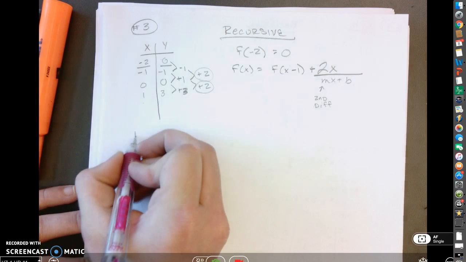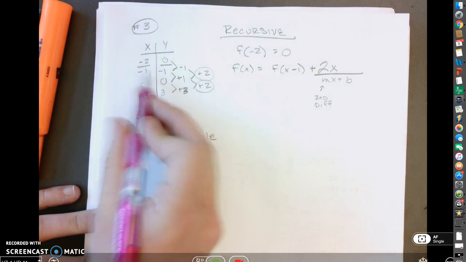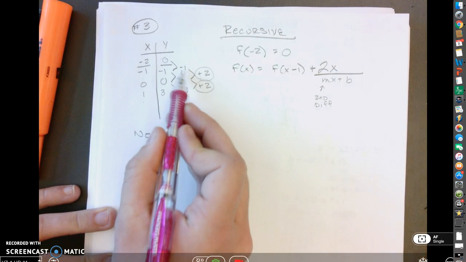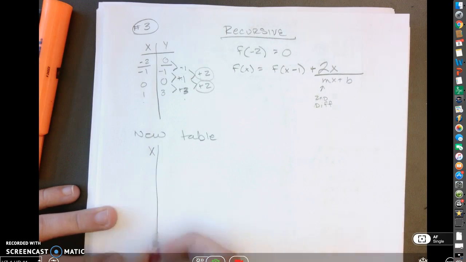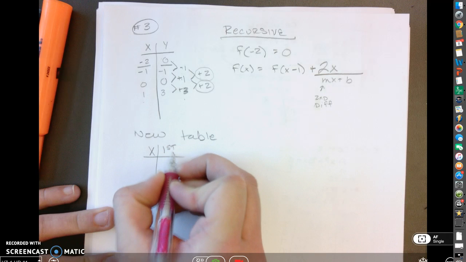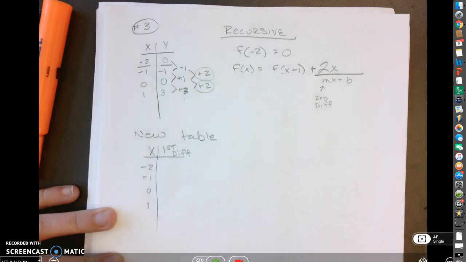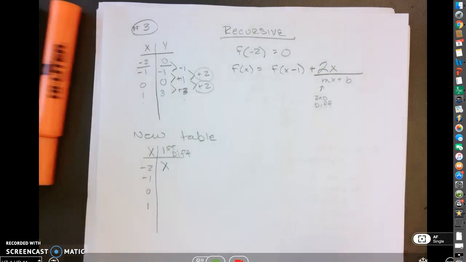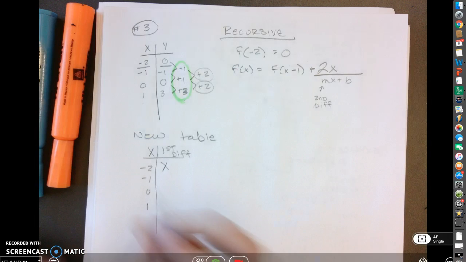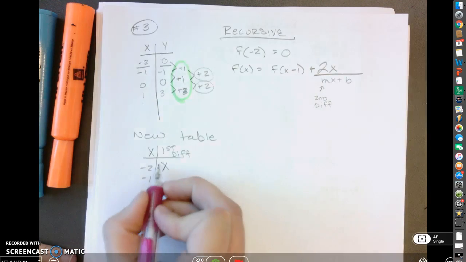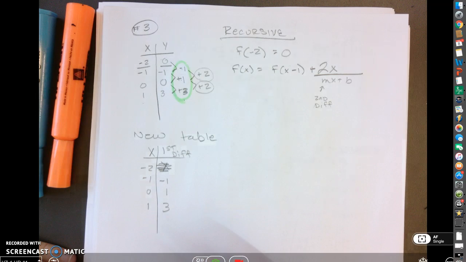Make my new table, where I'm trying to figure out an equation to go from these x's to these first differences, because this is what I'm adding every single time, okay? So in my new table, I have all my x's and my first differences. So I write negative 2, negative 1, 0, 1. Now, I always skip the first one because I'm trying to write a rule to get from these x's to these green numbers. Then I write negative 1, 1, 3.